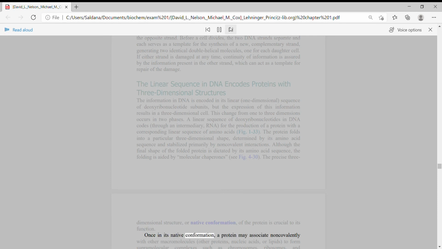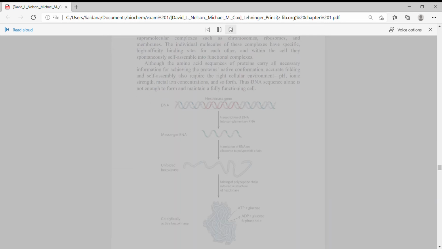Once in its native conformation, a protein may associate non-covalently with other macromolecules, other proteins, nucleic acids, or lipids, to form supramolecular complexes such as chromosomes, ribosomes, and membranes. The individual molecules of these complexes have specific, high-affinity binding sites for each other, and within the cell they spontaneously self-assemble into functional complexes. Although the amino acid sequences of proteins carry all necessary information for achieving the protein's native conformation, accurate folding and self-assembly also require the right cellular environment: pH, ionic strength, metal ion concentrations, and so forth. Thus, DNA sequence alone is not enough to form and maintain a fully functioning cell.